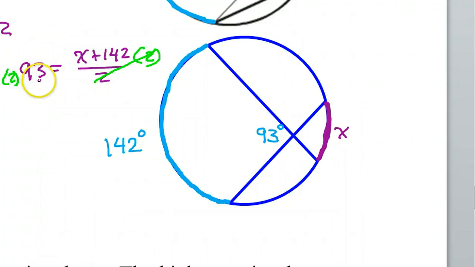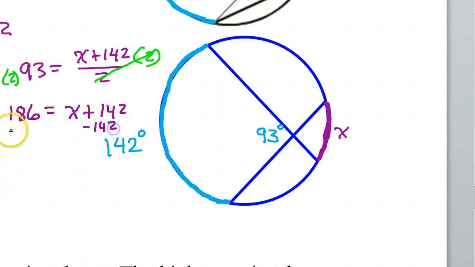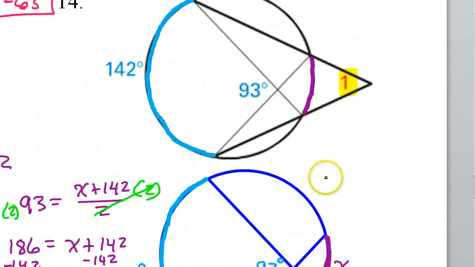So this is going to make 186 equal to x plus 142. So I'll just subtract 142 from both sides. Okay, so this is going to be 44. Alright, so that is the measure of the small arc here, which is this. So that tells me that this arc is 44 degrees.